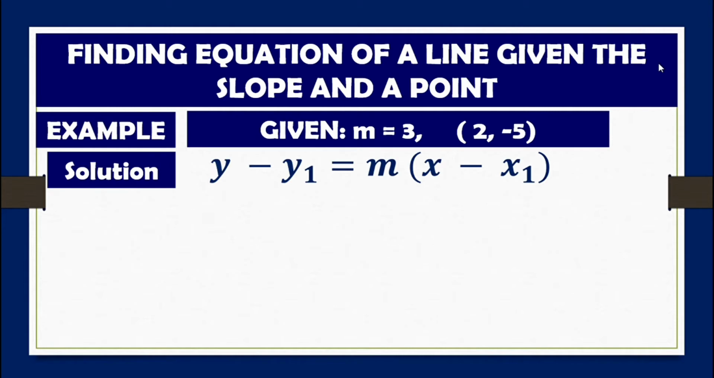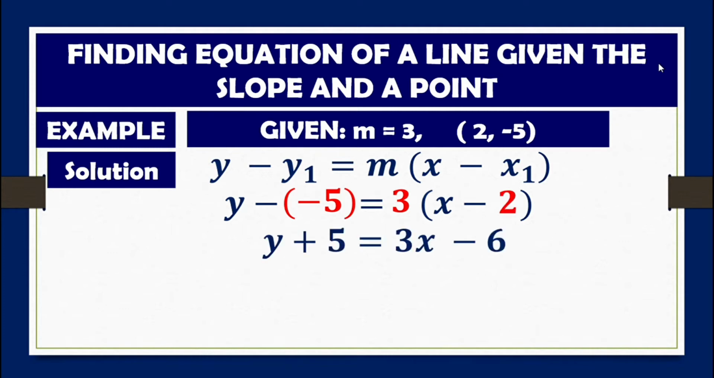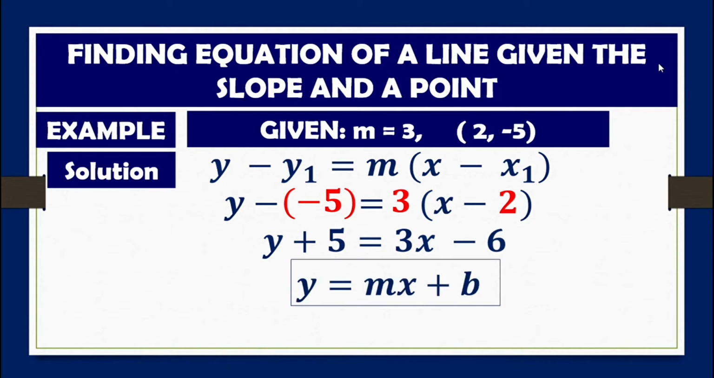Again, using the equation y minus y sub 1 equals m times quantity x minus x sub 1. Substitute y sub 1, which is negative 5, our slope, which is 3, and our x sub 1, which is equal to 2. Then, simplify. y plus 5 is equal to 3x minus 6. So we will make sure that we write our answer in the slope-intercept form. That is y equals mx plus b.